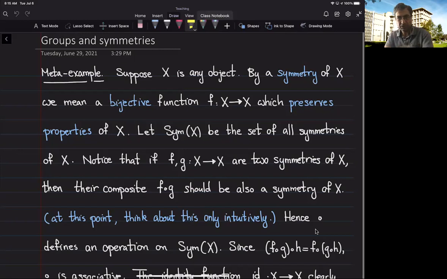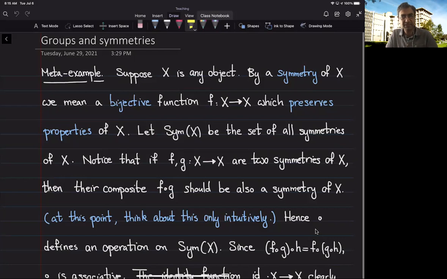Suppose X is any object. You can think about geometric objects like triangles or polygons, or you can think about algebraic objects like vector spaces, or you can think about combinatorial objects like graphs. X is one of these objects. By a symmetry of this object, we mean a bijective function from X to X, which preserves properties of X.